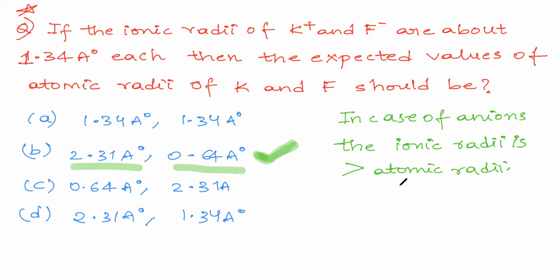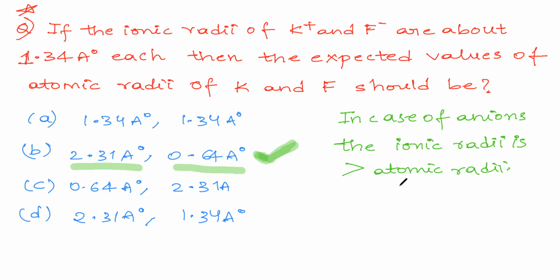So there is no formula for this, nothing. It is only a conceptual based question. And in this concept, we can say, as we go down the group, or as we move from left to right, because fluorine is second period and potassium is third period, the third period has more atomic radius than second period elements, even though it is cation and anion. And they have already given F minus and K plus ionic radius as 1.34 angstroms each. So definitely for anions, the ionic radius should be greater than atomic radii. So the only matching option is the second option.